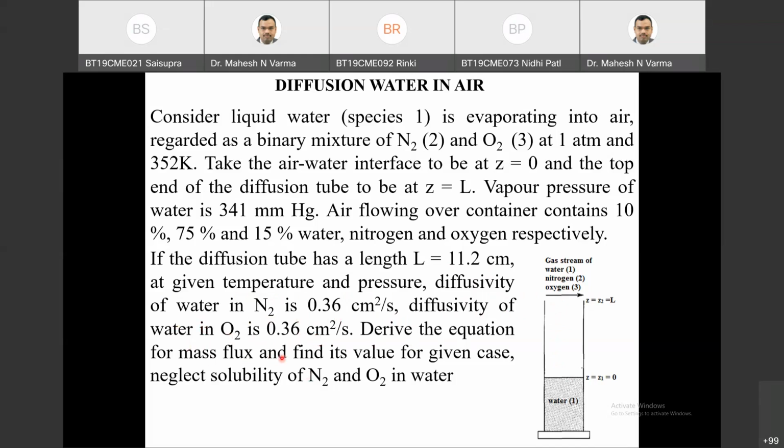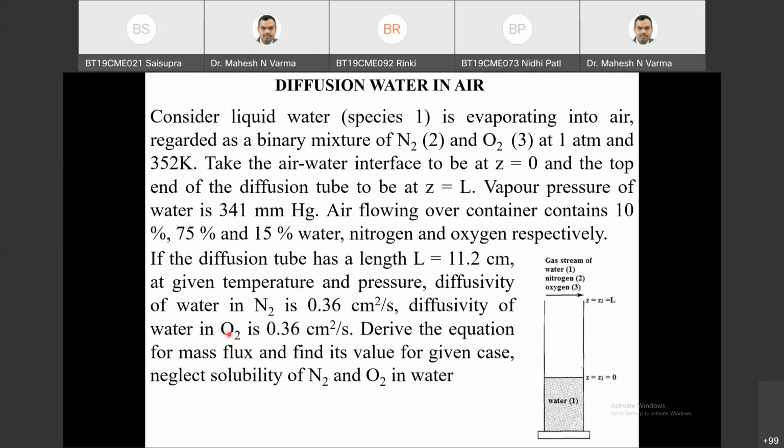Derive the equation for flux and find the value for a given case, neglecting solubility of N2 and O2. You can see here that the diffusivity of water in oxygen is 0.36, and the diffusivity of water in nitrogen is 0.36. As the diffusivities are the same, water, nitrogen and oxygen behave similarly as far as the given data is concerned. Actually, it is not the case, but this is as per the given problem.